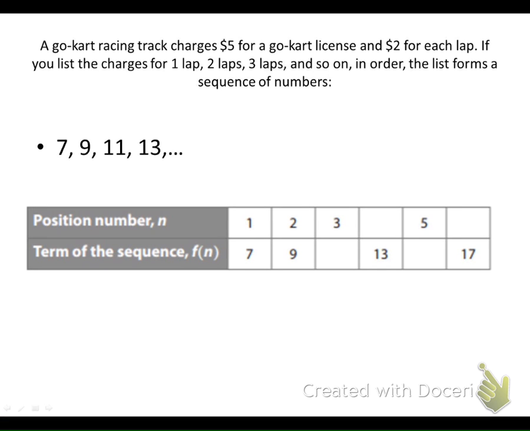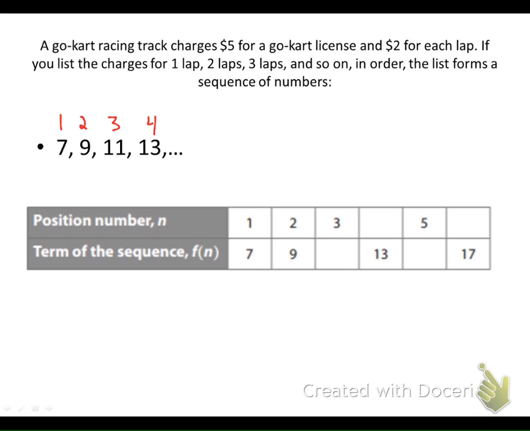So here's our first example. It says a go-kart racing track charges $5 for a go-kart license and $2 for each lap. If you list the charges for 1 lap, 2 laps, 3 laps, and so on, the list forms this sequence of numbers. And so I've got the sequence right here. So if you're just going to go 1 lap, it's that much, 2 laps, 3 laps, and 4 laps. So the first number in the sequence represents your cost for 1 lap, and so on and so forth.